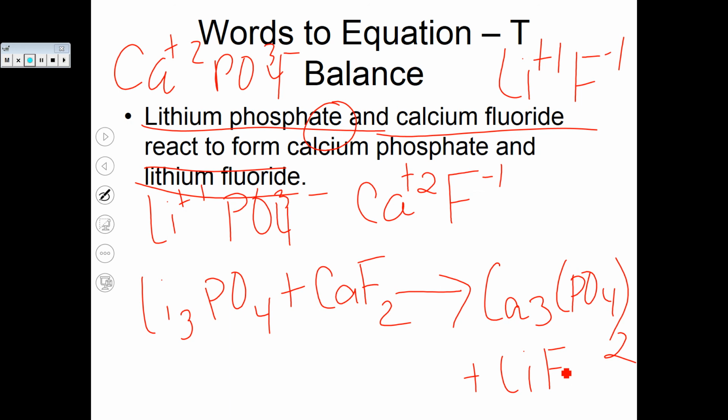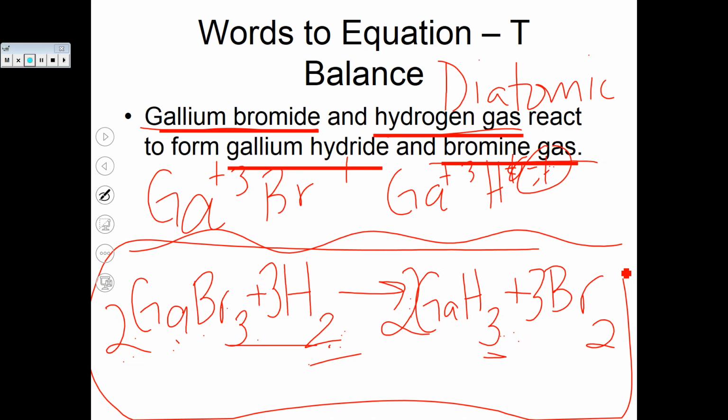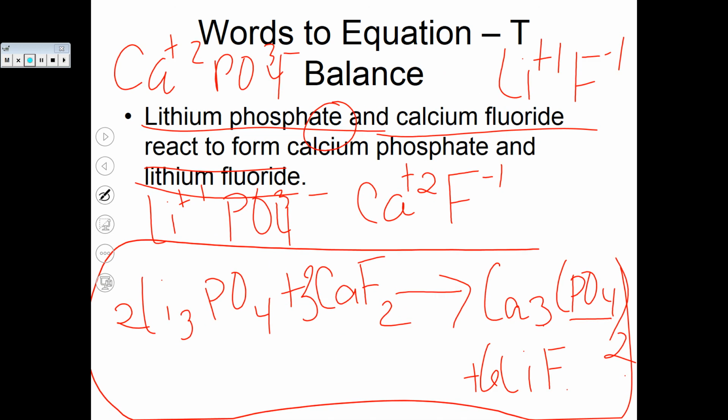All right, now that we got that done, we need to balance. So I have two PO4s. Let me go ahead and balance those first. I'm going to put 2 there. Then I'm going to put a 6 in front of the lithiums to balance the lithiums. And then I have 6 fluorines. Let me put a 3 in front of here to balance the calciums. And then that magically balances the calciums on the other side. And I am done with that.